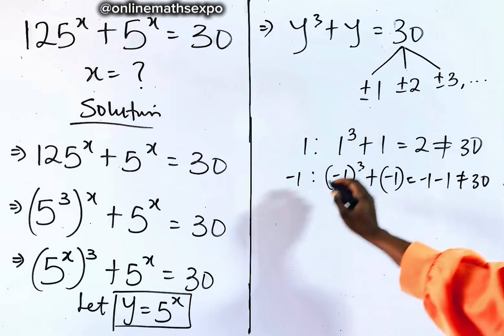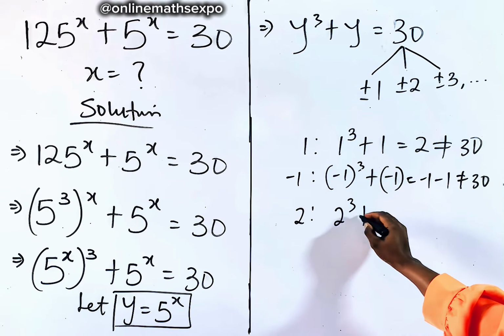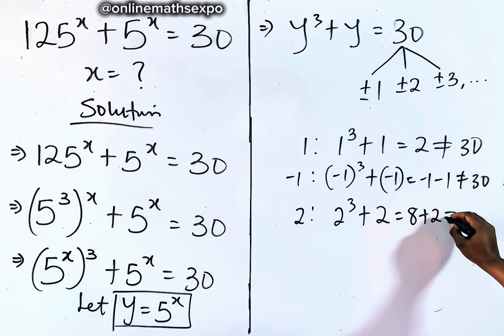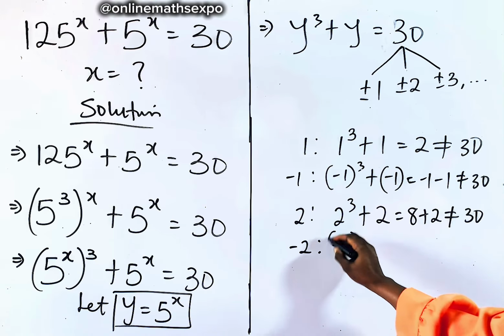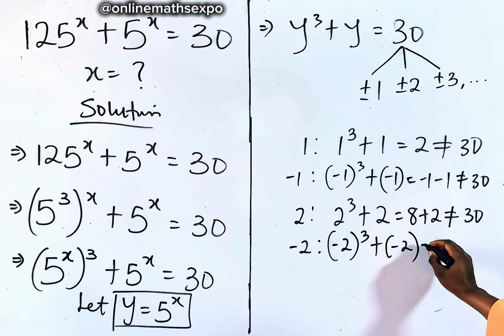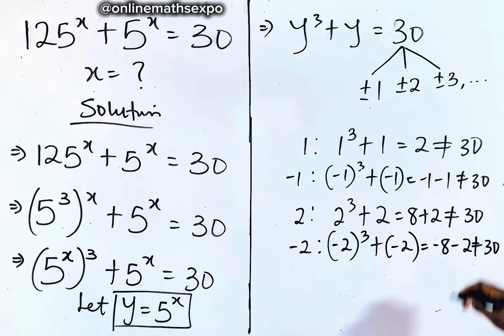So we can choose when y is 2. So we have 2 cubed plus 2. This gives us 8 plus 2, which is also not equal to 30. Try when y is negative 2. Negative 2 cubed plus negative 2. This gives us negative 8, negative 2, which is also not equal to 30.